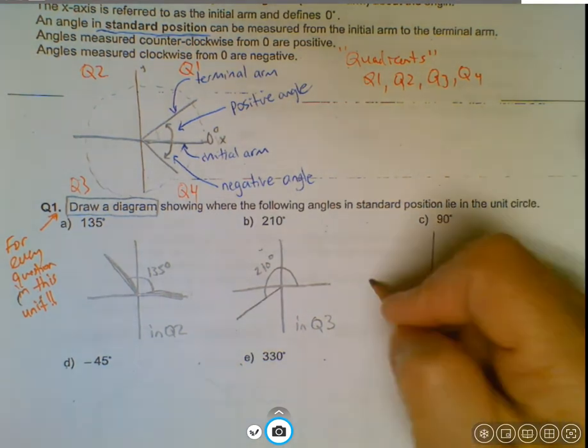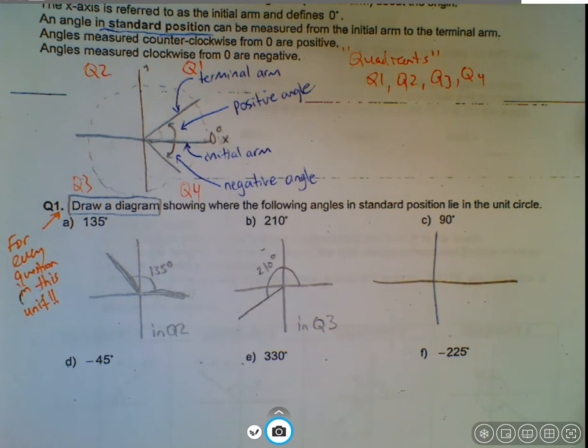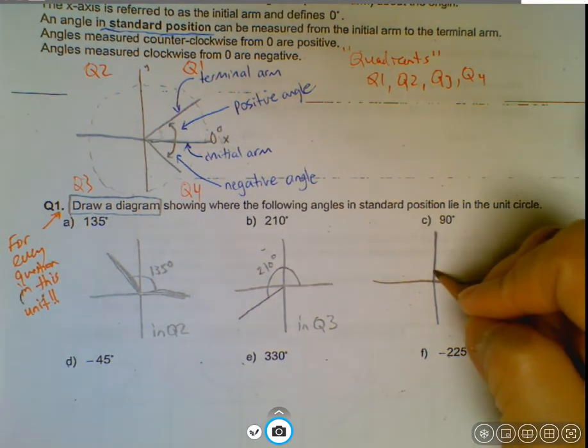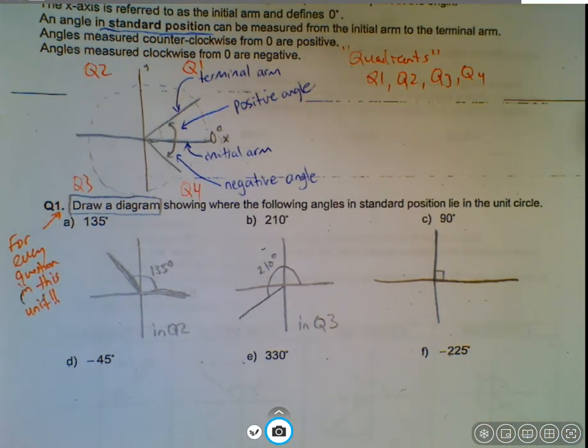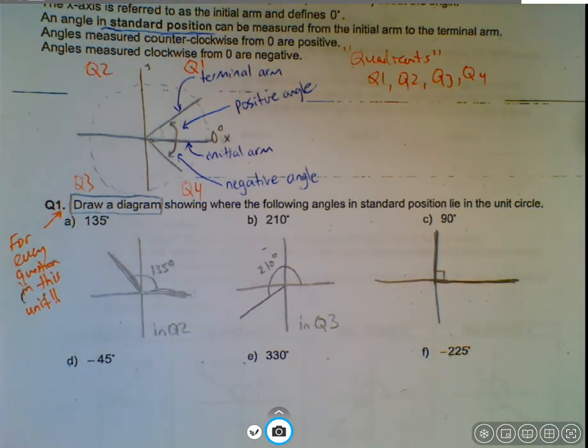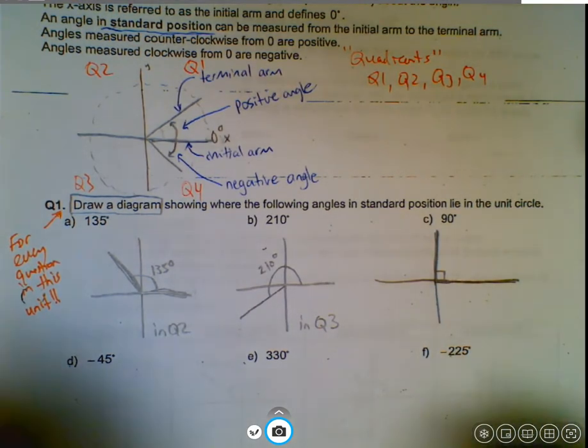Okay, where's the other one? 90 degrees. So here's your initial arm. 90 degrees, the terminal arm is here. And that's how I would draw it. There's no quadrant. It's not in any quadrant. It's the y-axis basically. So I would just leave it like that.